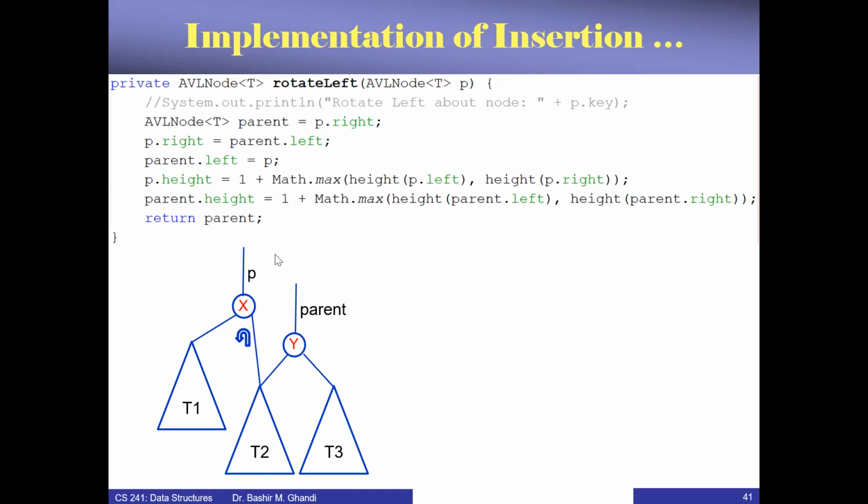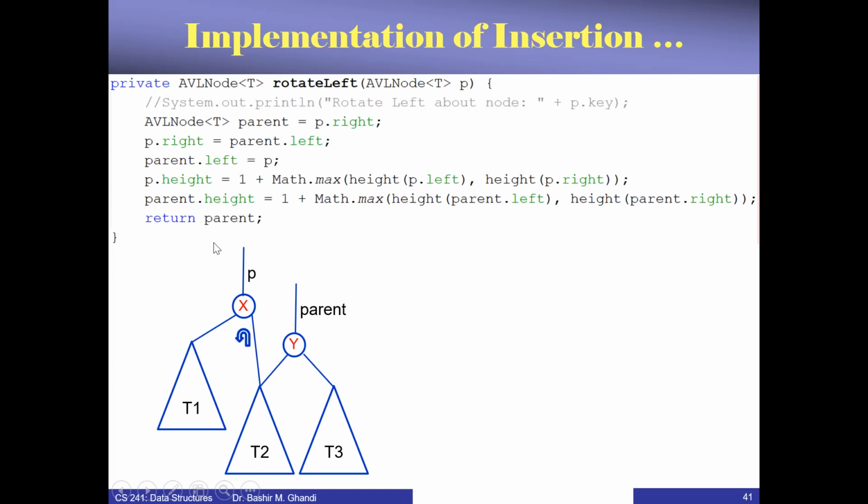Next is to change p.right. Let it become parent.left. Remember, when we rotate x to the left and y goes up to become the new parent, x will be the new left of y. So what happens? The current left of y becomes the right of x. It is because of that we are saying p.right becomes parent.left. This is the current p.right. We want to kill it and let it point to parent.left. So this is what will happen.